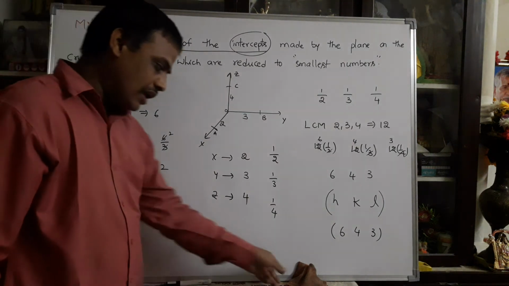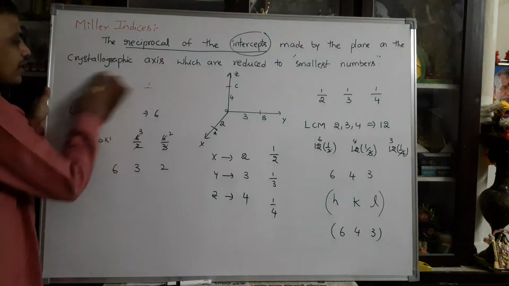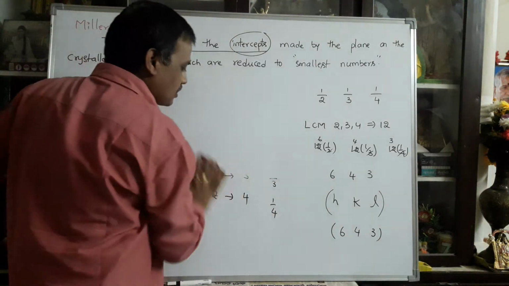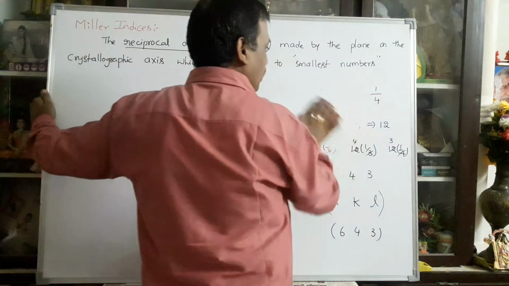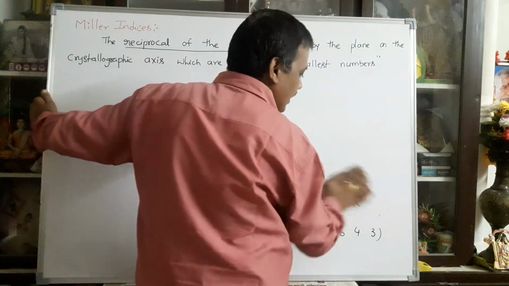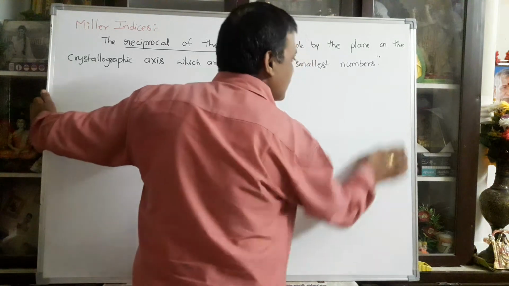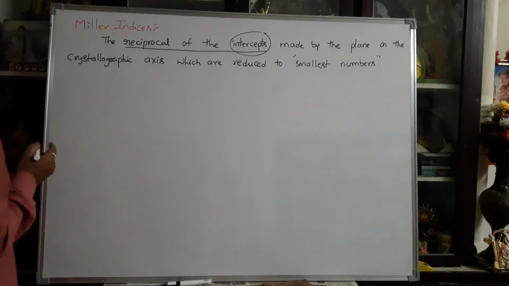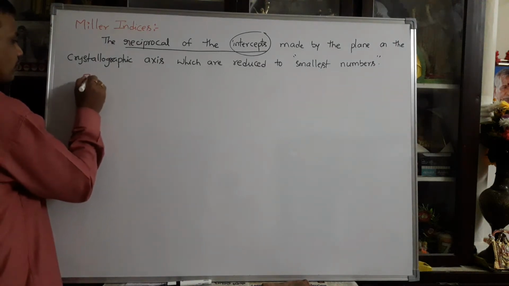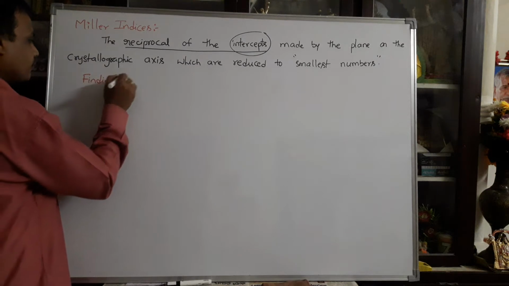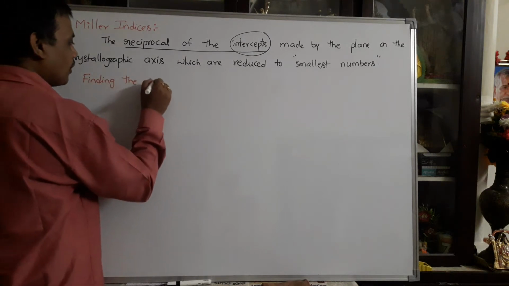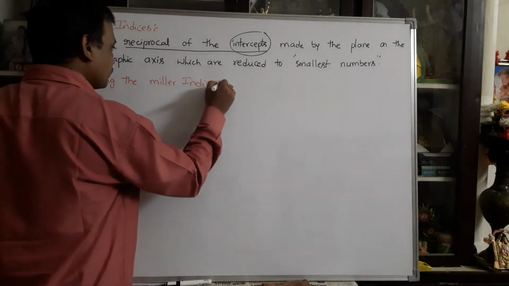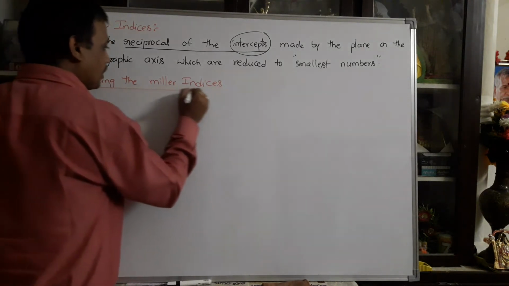Now we are calculating how to find the Miller indices for lattice planes. Miller indices are used to determine the lattice planes. How can the Miller indices be calculated? Side heading: finding the Miller indices. How to calculate or find the Miller indices.